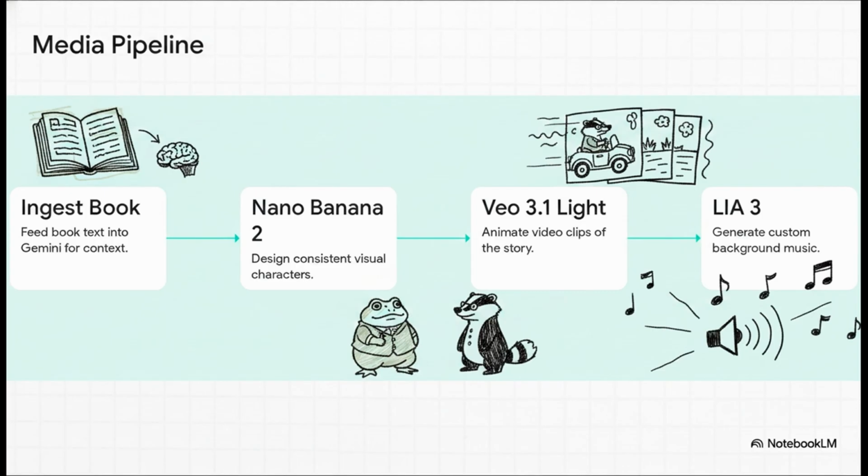Step 1, he feeds the entire text of the book into Gemini to act as the overarching context engine. Step 2, Gemini then prompts Nano Banana 2, which is their image generation model, to design perfectly consistent visual characters like the toad and the badger. Step 3, he passes those static character images along with chapter summaries into VO 3.1 Light, and it generates animated video clips of the story. And then, Step 4, he uses Lia 3 to generate totally custom background music that perfectly fits the mood of each specific chapter. He built an entirely automated, highly cohesive audiovisual pipeline, all springing from one single text file.